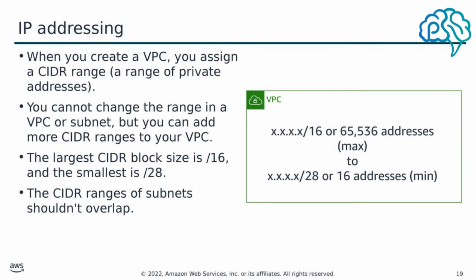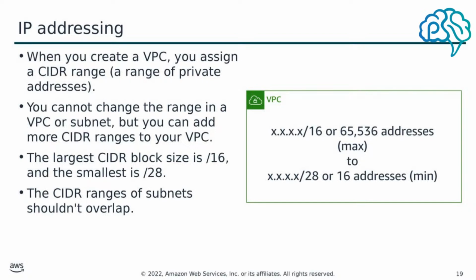So if we get into IP addressing next, one of the things to consider is that IP addressing enables resources in a VPC to communicate with other resources over the internet. It's a network protocol. So when you create a VPC, you assign a classless inter-domain routing, or CIDR, range to it, which is a range of private addresses. And the CIDR block might be as large as /16, which is 2 to the 16th, or 65,536 addresses, or it could be tiny, which is a /28, which is 2 to the 4, or 16 addresses.